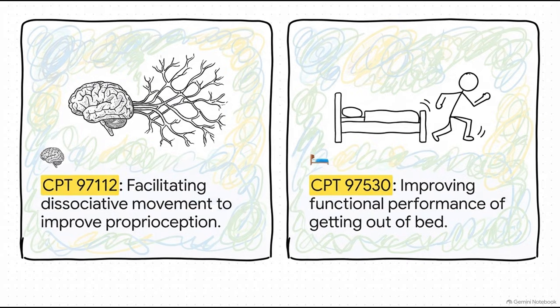Let's say you have a patient doing an exercise on a Swiss ball. If you're showing them this movement to facilitate dissociative movement between the lumbar and thoracic segments to improve their proprioception, you'll bill CPT code 97112.